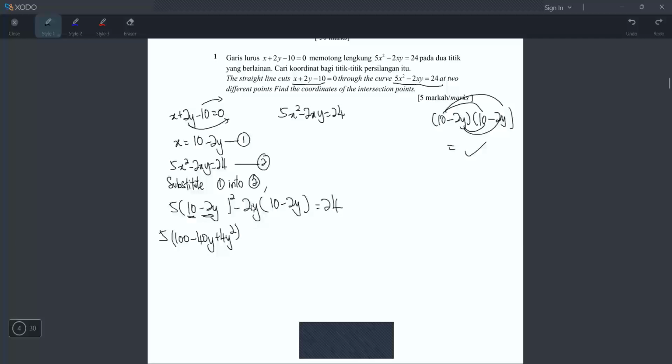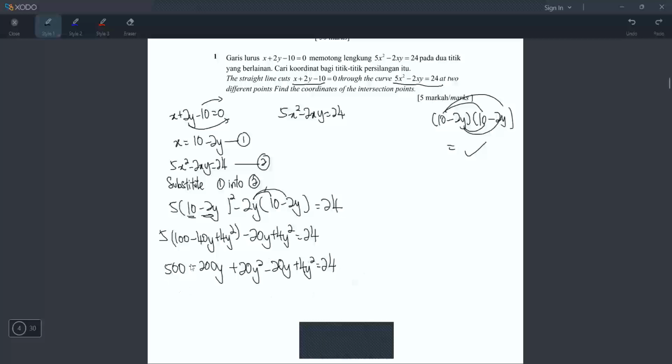Okay, now what about this? This one you just expand as usual. So negative 2y times 10 is negative 20y. Negative 2y times negative 2y is positive 4y squared, equals 24. And I can still take the 5 and expand here. So 5 times 100 is 500. 5 times 40 is, I believe, 200y. And then 5 times 4 is 20y squared, minus 20y plus 4y squared equals 24.